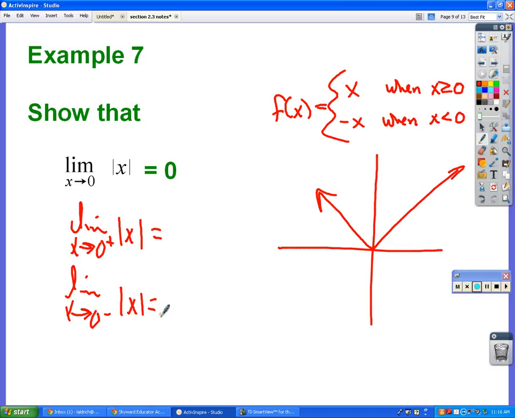So if I figure out the limit as x approaches 0 from the positive side, that's where x is greater than 0, right? So if I plug 0 into there, I get 0 as an answer. If I find the limit as x approaches 0 from the negative side, that's these values down here. This time I get negative 0. They're both 0. So since the left-hand and right-hand limits are both 0, that means the overall limit is 0.